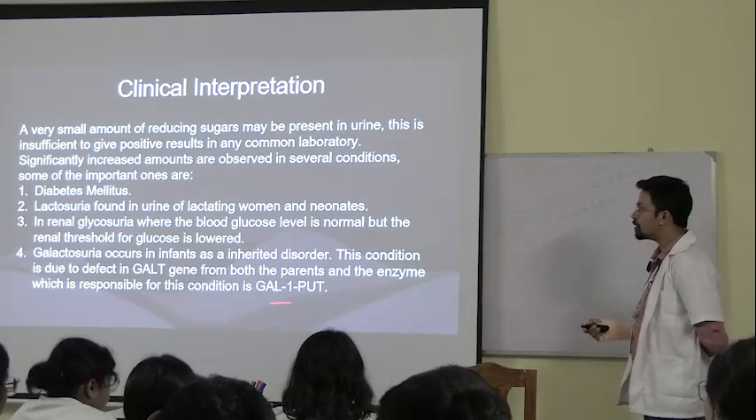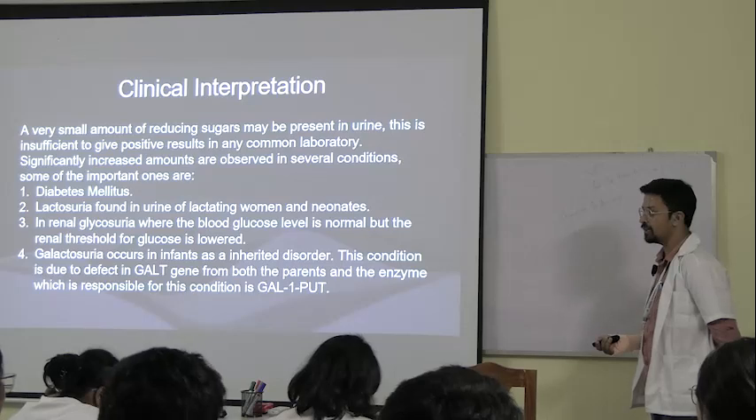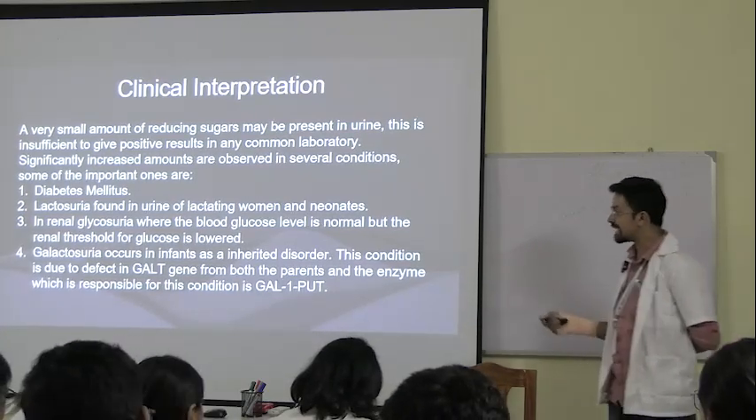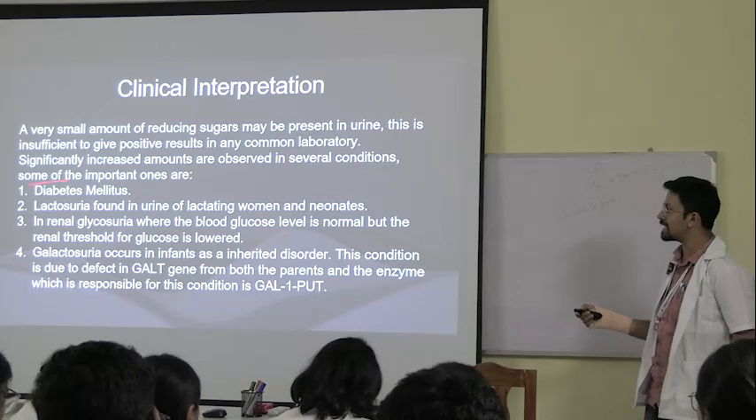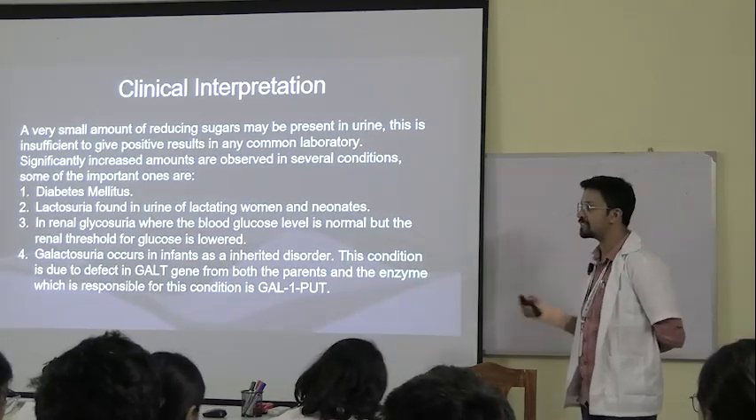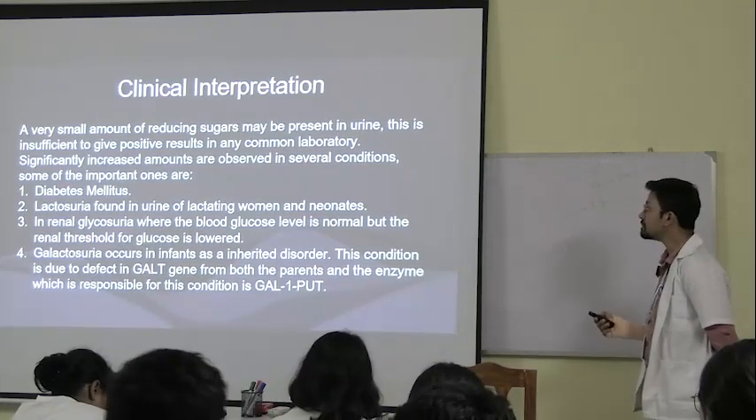GAL-1-PUT means galactose-1-phosphate uridyl transferase. So that is the enzyme which is defective. Because of that, the galactose is not getting metabolized and it is coming out in the urine as it is in the body. Fine. That is why galactosuria can also occur.